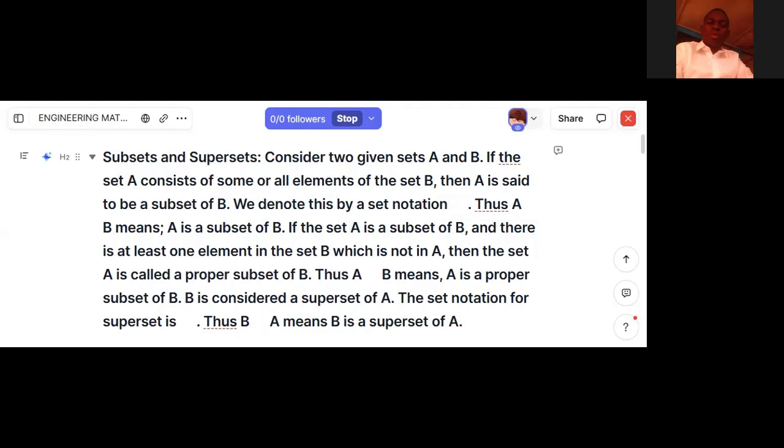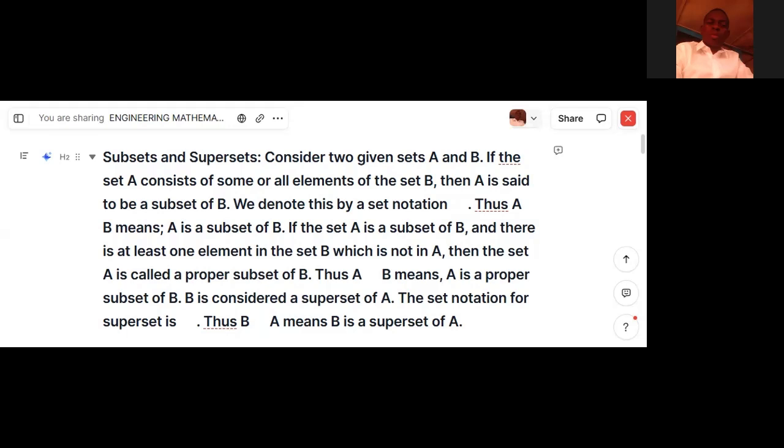So you have A is a subset of B. A is a subset of B. The notation again is a long C shape with a line under it. Okay, an underlined C shape. Let me put it that way.